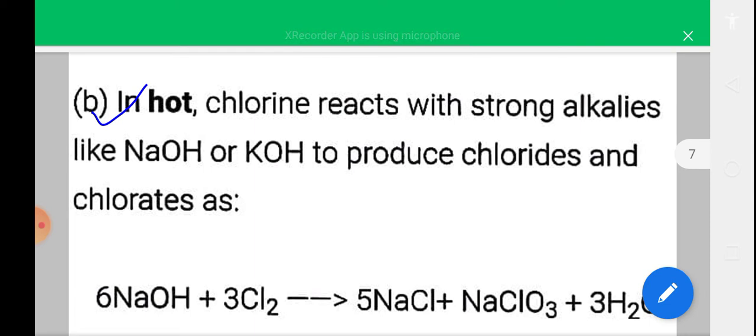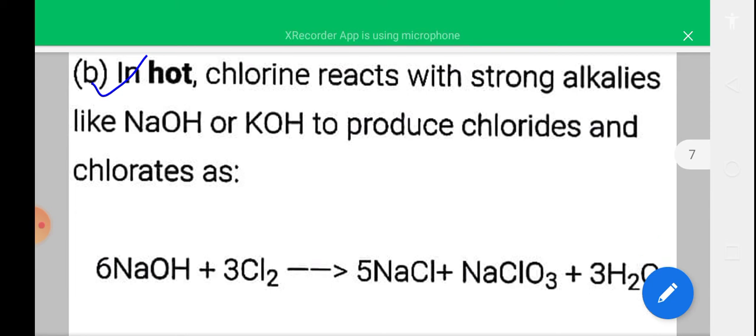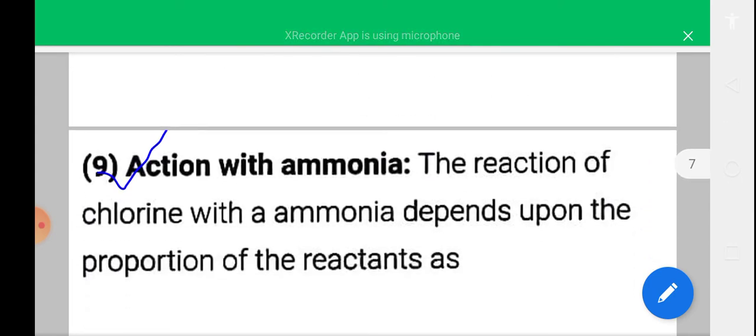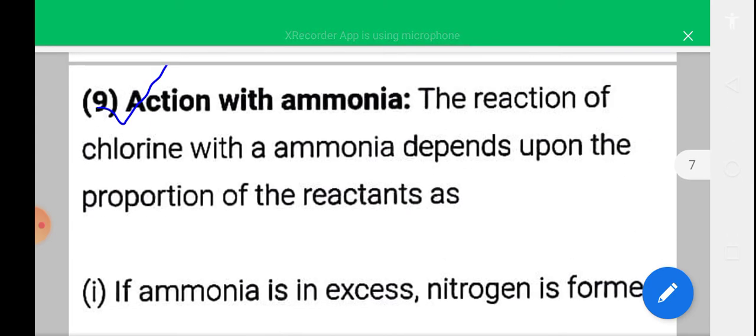Sodium chloride and sodium chlorate. The reaction in hot conditions is 6NaOH + 3Cl2 gives 5NaCl + NaClO3 + 3H2O: sodium chloride plus sodium chlorate NaClO3 plus 3H2O. So these are the important reactions of chlorine with sodium hydroxide. And action with ammonia is also given.